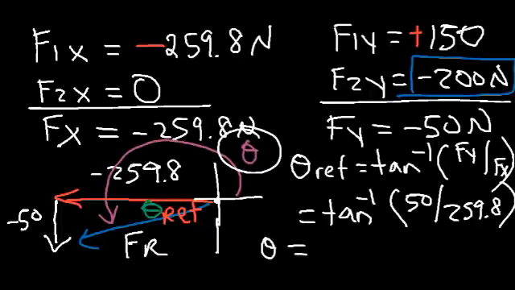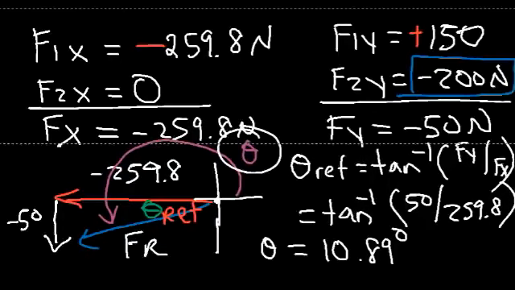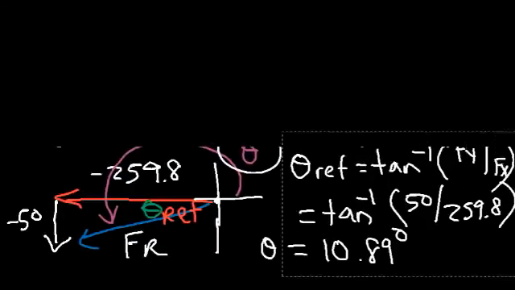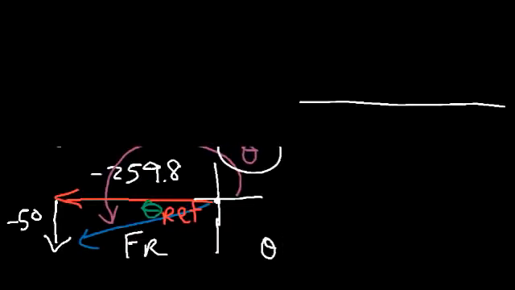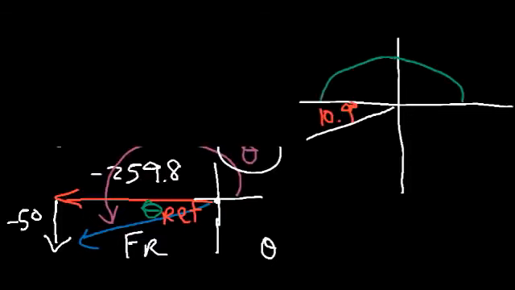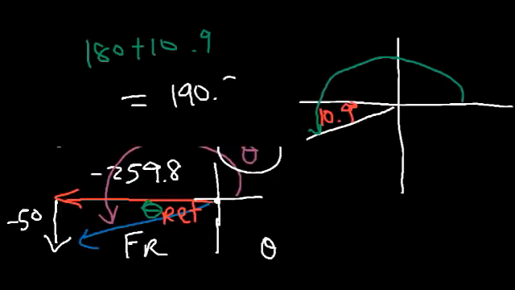So you should get an angle of about 10.89 degrees. So that's the reference angle. Let's calculate the actual angle. So let's say it's about 10.9. From here to here is 90, then it's 180, and then it's 180 plus 10.9. So that angle, measured from the positive x-axis, is about 190.9.